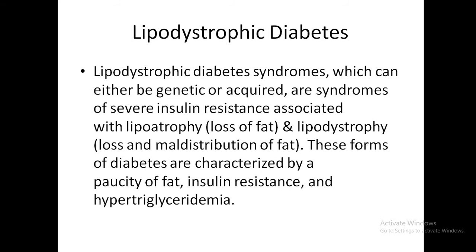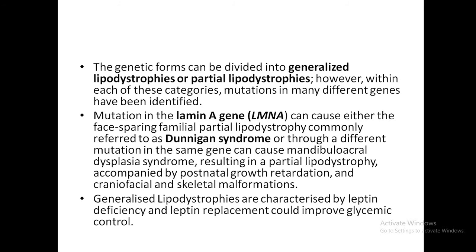Another form of monogenic inheritance is seen in lipodystrophic diabetes, which I will not talk about in depth because it's a very vast topic. So lipodystrophic diabetes syndromes could be either genetic or acquired, and these are syndromes of severe insulin resistance associated with lipoatrophy and lipodystrophy. There will be paucity of fat, insulin resistance, and hypertriglyceridemia. There are two kinds: generalized lipodystrophies and partial lipodystrophies, and mutations in each category have been identified.